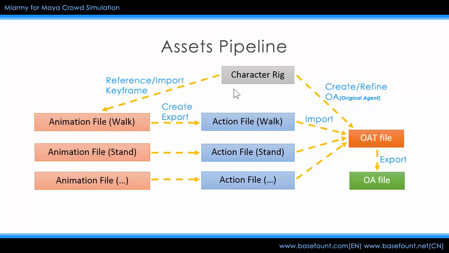And in the second video, we are going to talk about how to convert the character rig from the animation keyframes to the action file and store all of them into the inventory. And in the third video, we are going to talk about how to import these action files to the original agent test file. And after some testing, once we make sure all of these things are fine, we are going to export our original agent final production result. These are assets for later use.